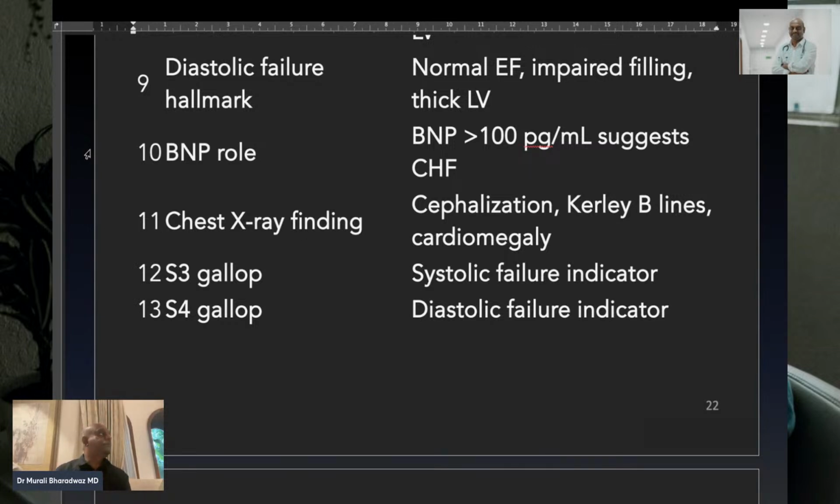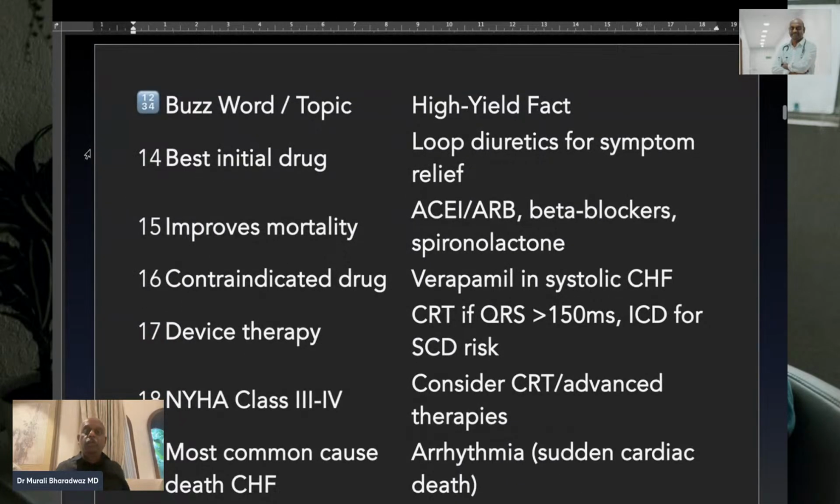S3 gallop is a feature of systolic failure. Diastolic failure is indicated by S4 gallop, which is due to the hypertensive, thickened, hypertrophied heart. Hypertrophied heart is an indicator of S4 gallop, diastolic failure, right? Now, what is the best initial drug to treat?